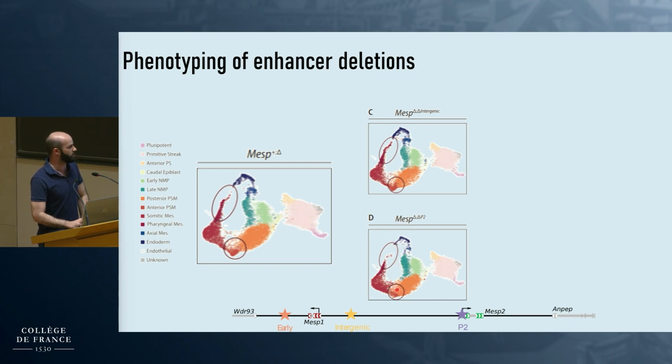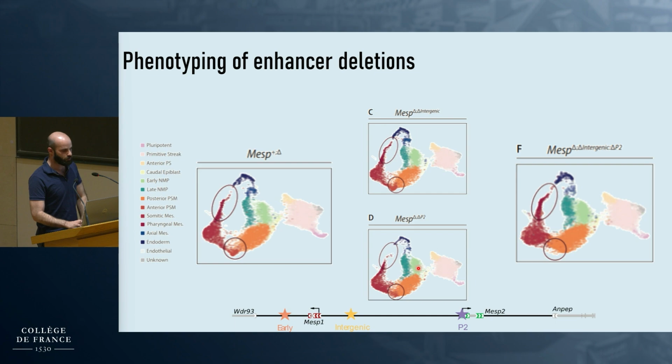When you now focus on these two intergenic and P2 elements, you don't see much individually, maybe a slight effect in the deletion of the P2. But when you put them together, what you can see here is that this population, this cluster here, which is the anterior presomitic mesoderm, is actually completely gone. And instead, the cells follow, you're not supposed to really draw conclusions from the position of the UMAP, so you'll see the functional validation in the next slides. But you can see that the cells take a different path.